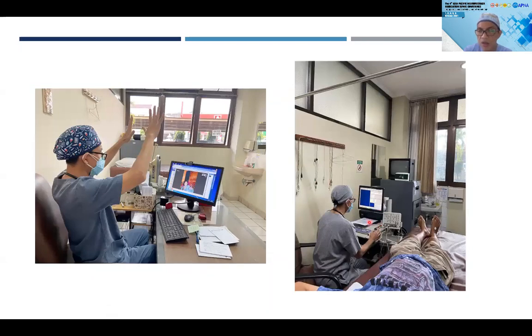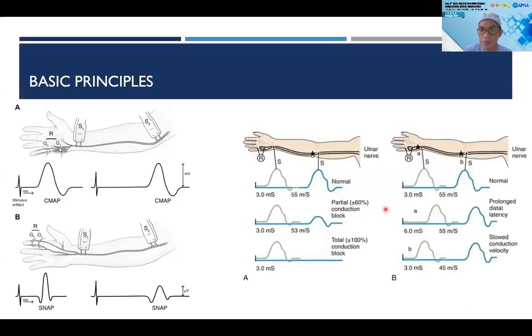So this is the examination. We have a detailed neurological examination. It is online, but sometimes it is not enough. We have to examine the function of the nerve with neuromyography. This is the machine, the ENMG machine. So this is the basic principle.